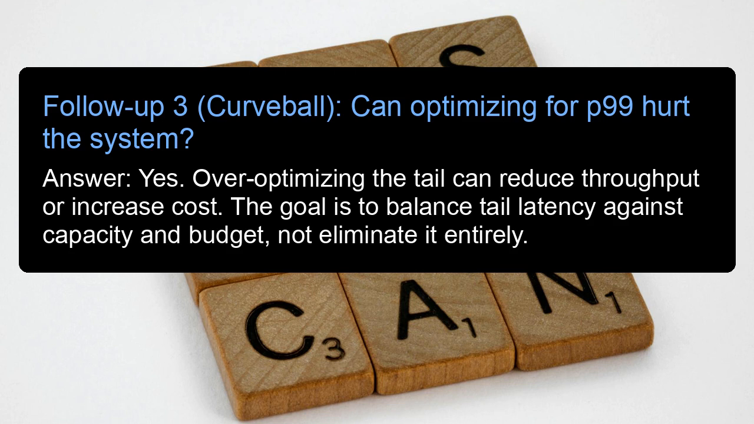Follow-up 3. Curveball. Can optimizing for P99 hurt the system? Answer: yes. Over-optimizing the tail can reduce throughput or increase cost. The goal is to balance tail latency against capacity and budget, not eliminate it entirely.